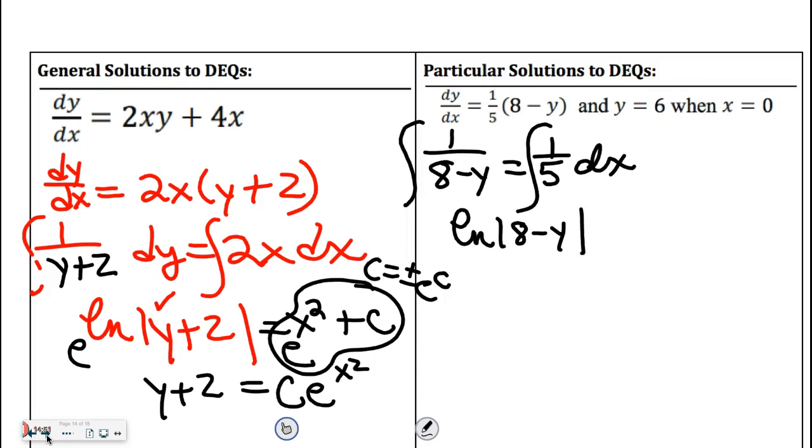What do you think? Just say, because I need a negative out front. Yeah, if I take the derivative of this, I would get a negative 1 over 8 minus y. And so I need to, again, be very careful about that. And on the right-hand side, I get a 1/5, right, x.